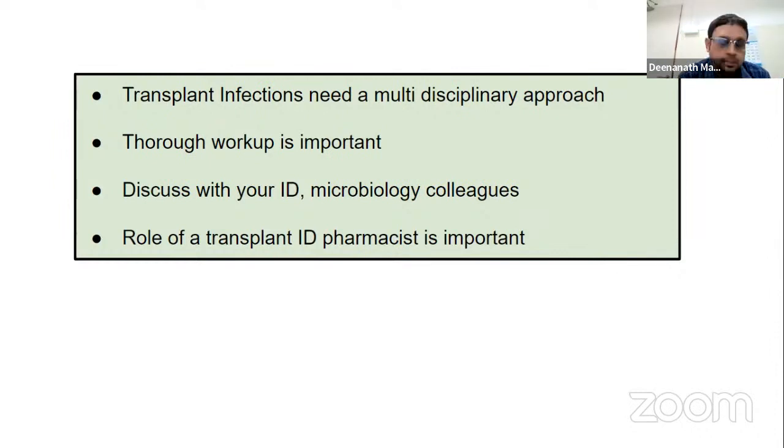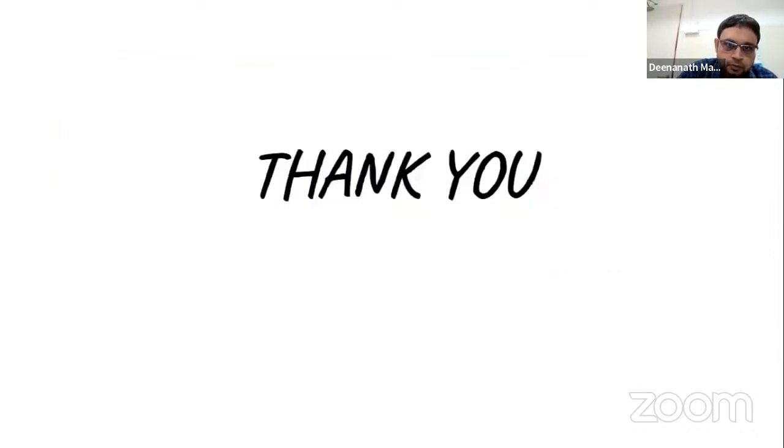You need to go through the PK/PD of each drug. And again, for each of these infections, local pharmacodynamics is very important. I want to achieve my pharmacodynamic target at the site where the infection is, not just in the blood. So let's say I'm treating a CNS or a pulmonary infection, I want to make sure that my pharmacodynamic targets locally are also achieved. So I think this is a very important area where the role of a transplant ID pharmacist is very, very critical. So I think I'll stop here.